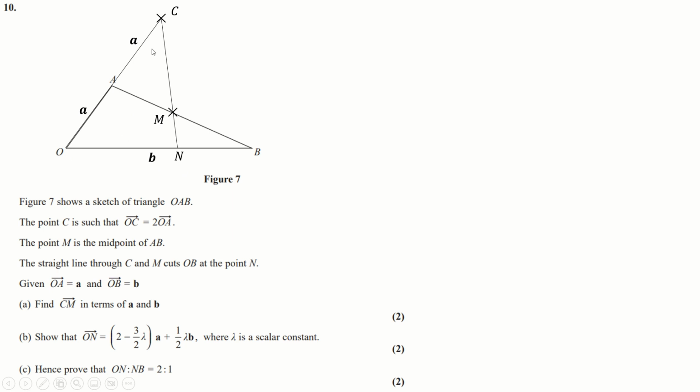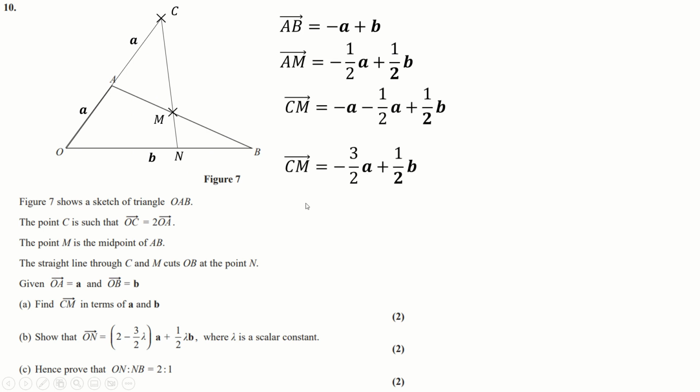Good, C to M then. C to M from here to here. We could just do, I guess, firstly, we could work out A to B is minus A plus B, because these are going this way and this way. So minus A plus B is A to B. Half that, because M's in the middle, is minus a half A plus a half B. And then, of course, we can just say C to M is minus A plus what we just worked out, which ends up being that there.